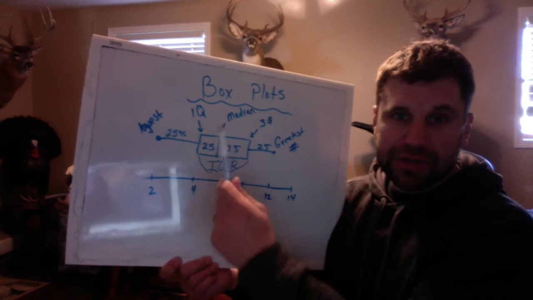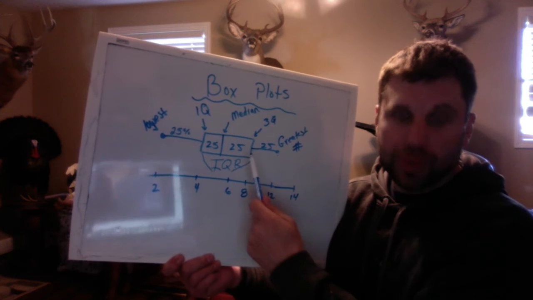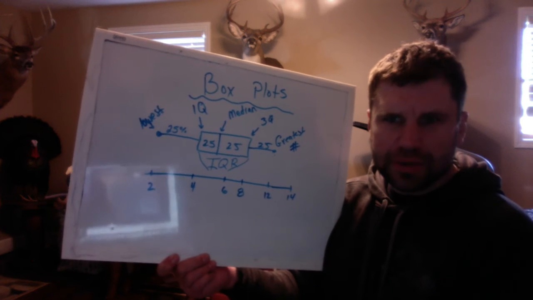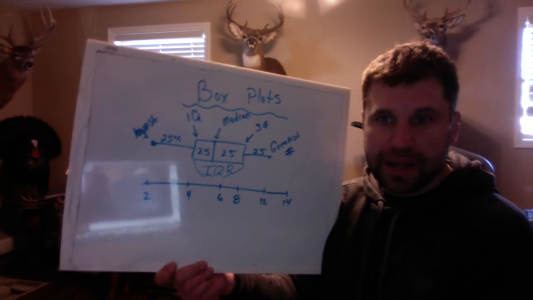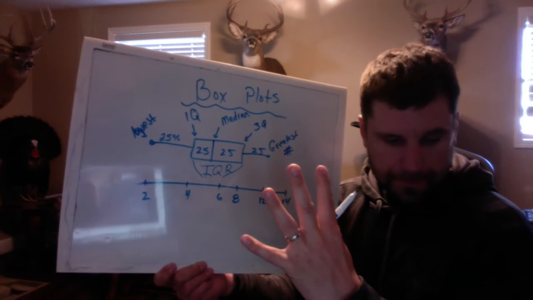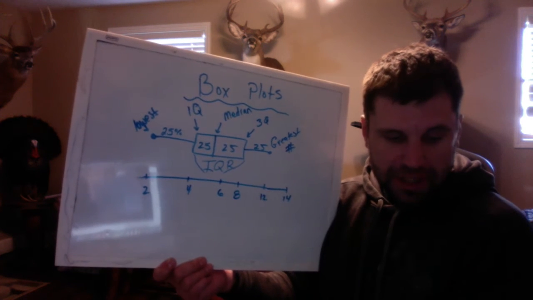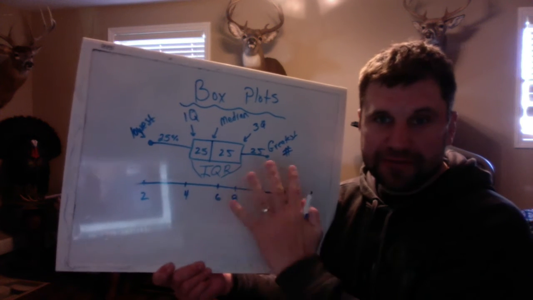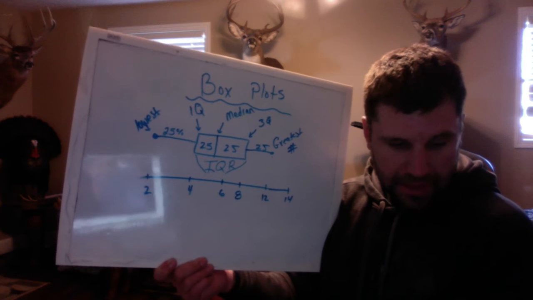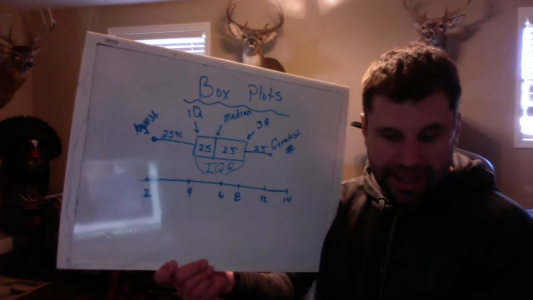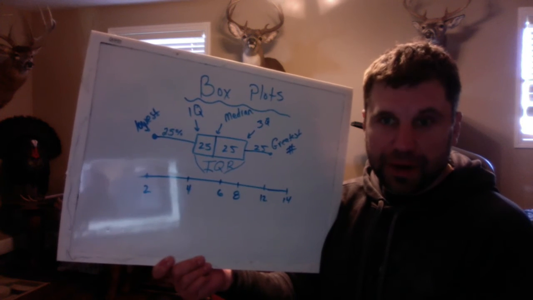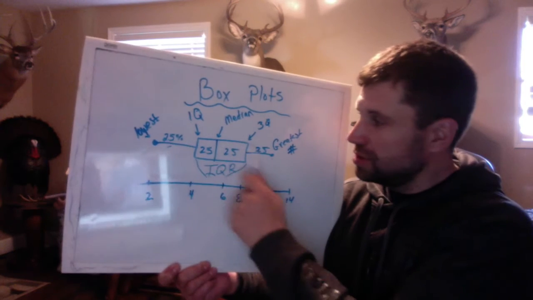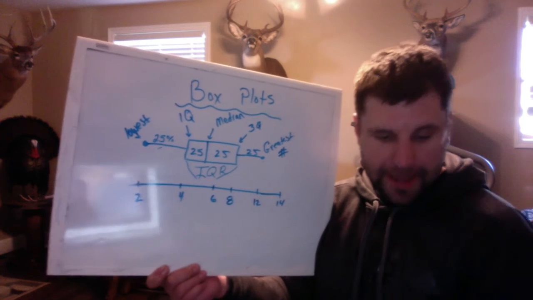Each quartile is worth what percent? 25%. How many quartiles are there if they're each worth 25%? 4 quartiles. This box plot does not measure quantity, but it measures spread of data. There are 2 whiskers and 2 boxes in each box plot. 2 whiskers, 2 boxes. Okay?